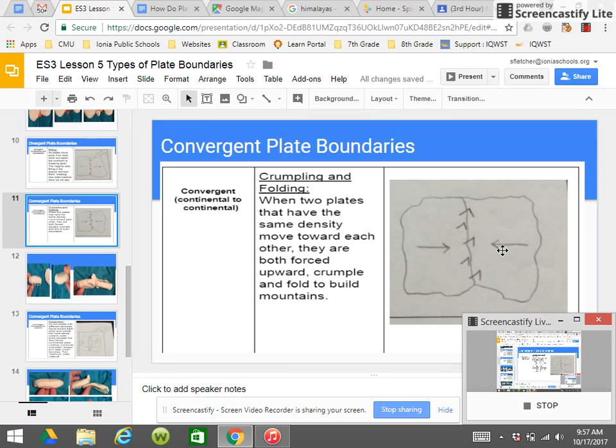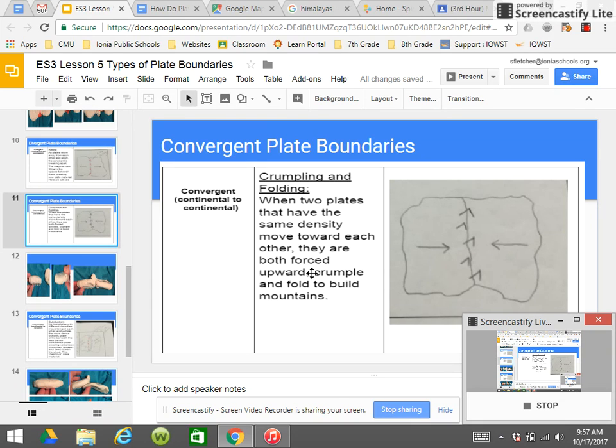toward each other. And with this one, what actually happens is since both continental crusts have the same density, when they move toward each other and they collide, they're actually going to be forced upward, right? Because one can't go underneath the other one because they have the same densities.